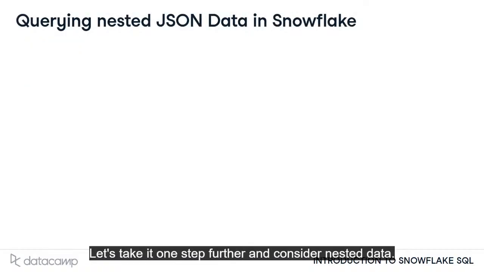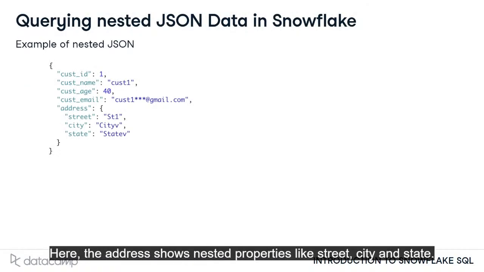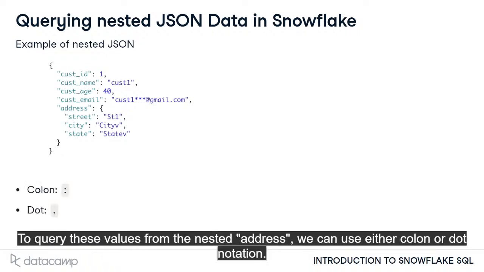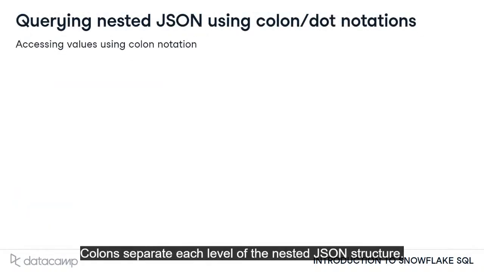Let's take it one step further and consider nested data. Here, the address shows nested properties like street, city, and state. To query these values from the nested address, we can use either colon or dot notation. Colons separate each level of the nested JSON structure.